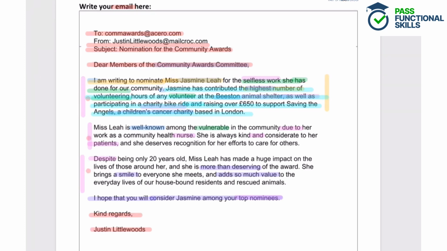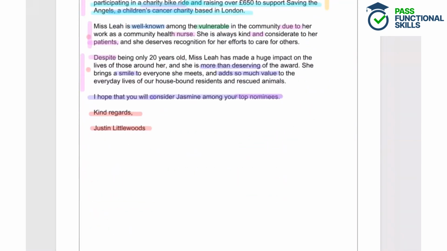So now have a go at writing your own email, and then have a look at the marking criteria to see if you've ticked all the boxes. Now let's move on and take a look at the second task.